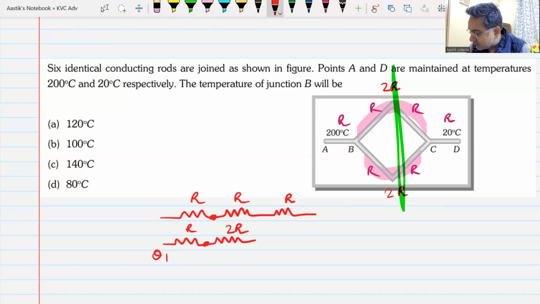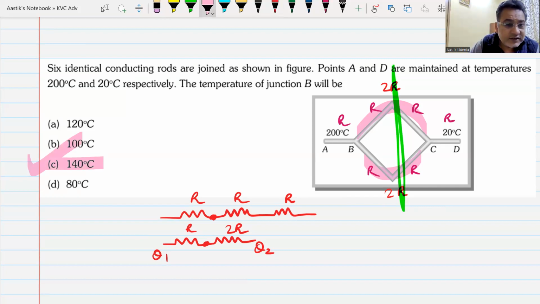This is theta 1, this is theta 2, and then you can apply that formula that we had made, so you can get the answer quicker. R1 theta 2 plus R2 theta 1 divided by R1 plus R2. So from there, I think you are going to get the answer as 140 degrees Celsius. Does anyone understand this, or is this one above our head saying bye bye? Understood, sir.